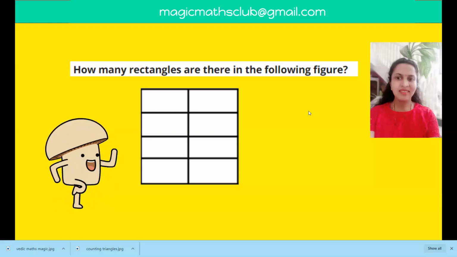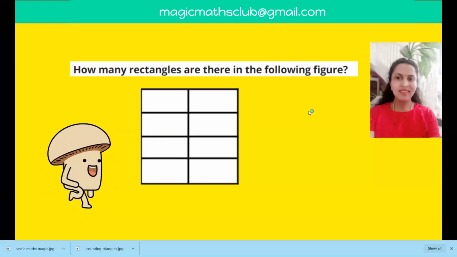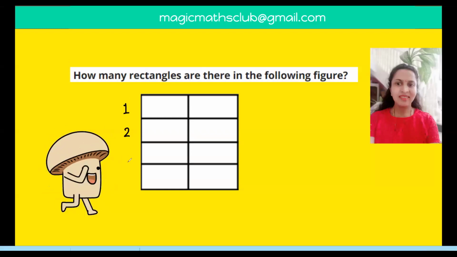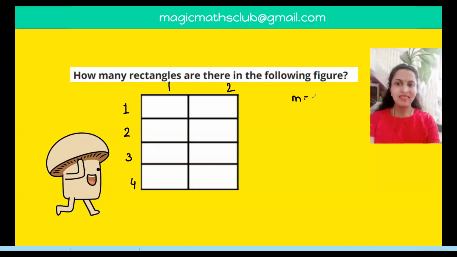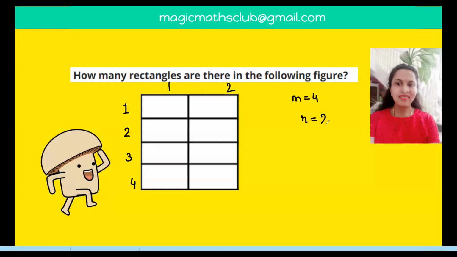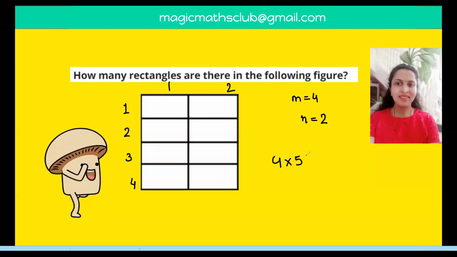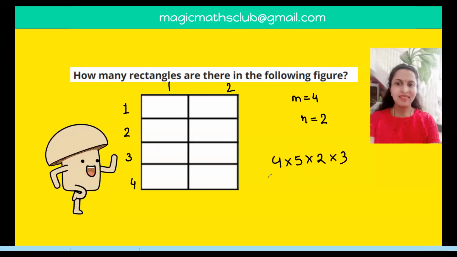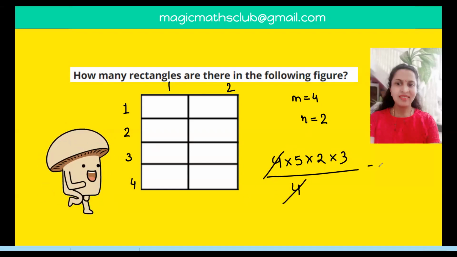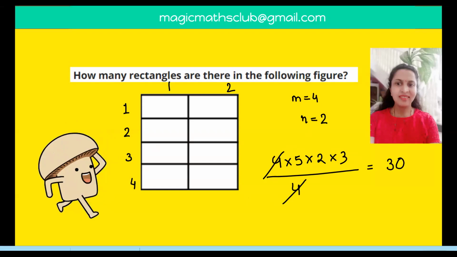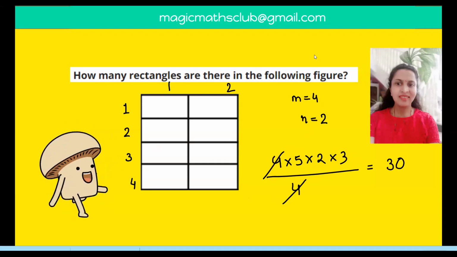How many rectangles? First just look at your grid. 1, 2, 3, 4. Here 1, 2. That means m is 4, n is 2. So 4 into 5 into 2 into 3 divided by 4. The 4 cancels out. 10 into 3, 30. So see how fast, without counting, you can know the number of rectangles.